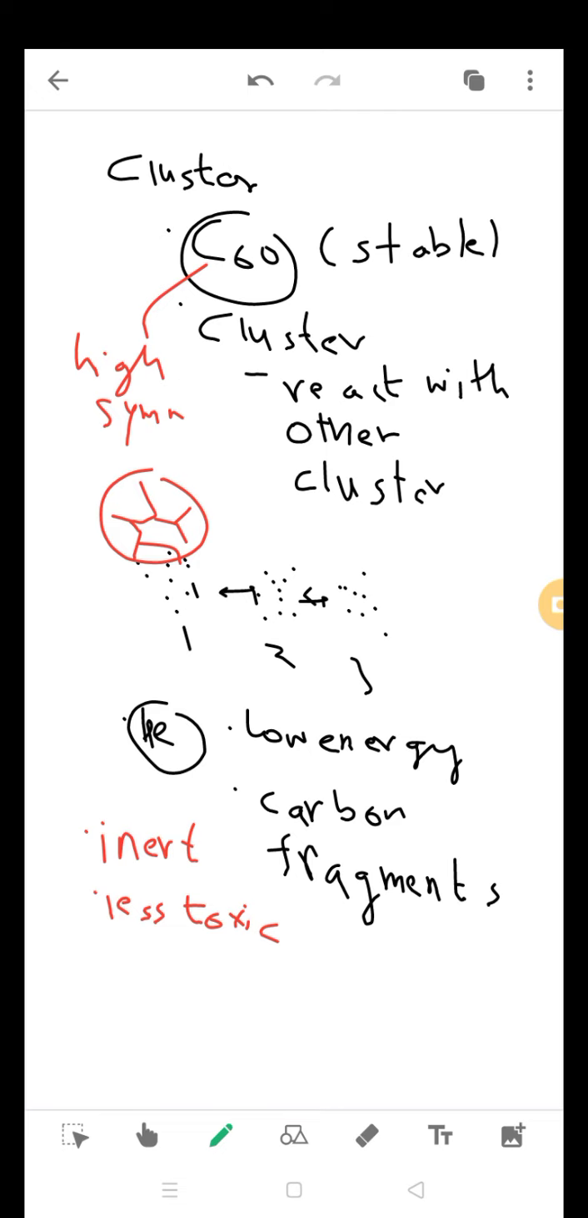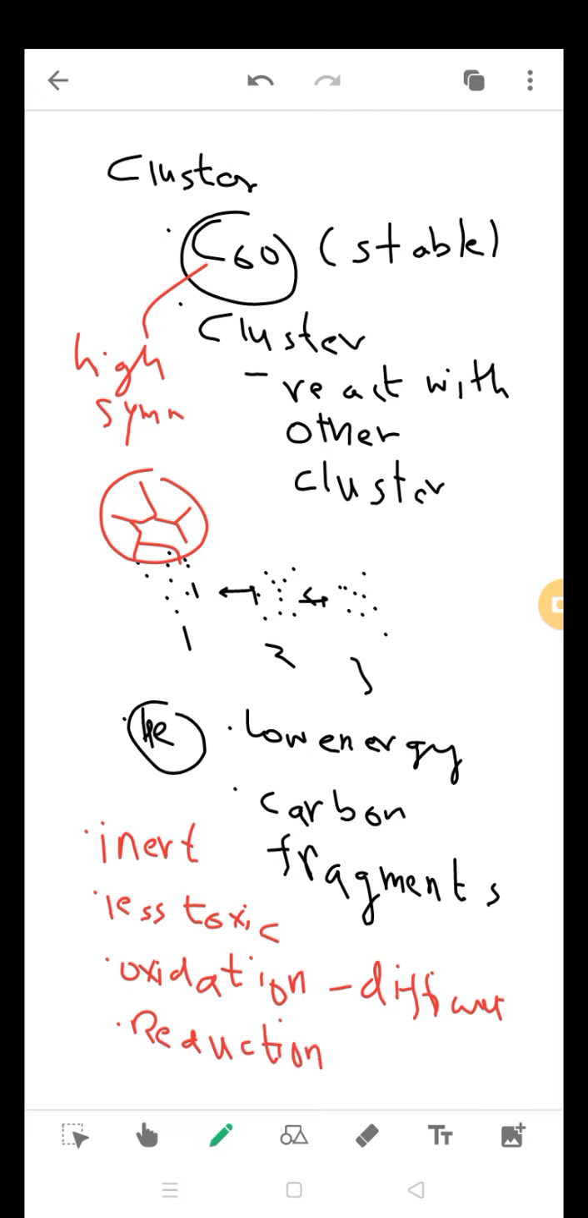And the oxidation is difficult in this C60 molecule, whereas it can undergo reduction and it can take up to 6 electrons. So it is basically an electron acceptor. Reduction is quite possible, and it can take 6 electrons.